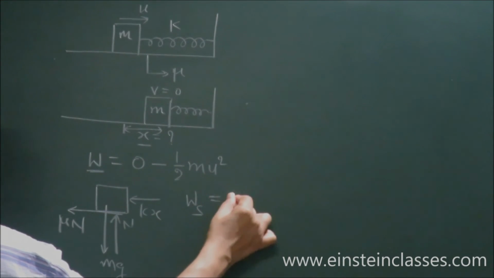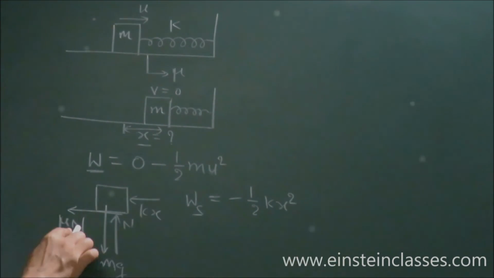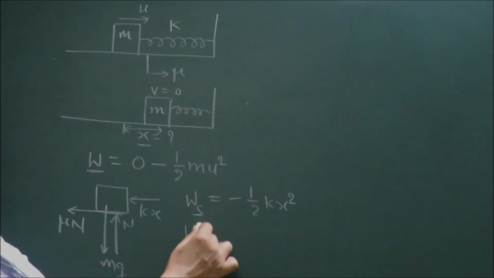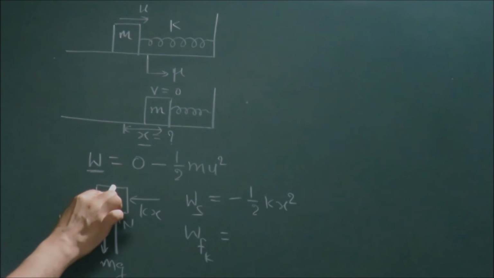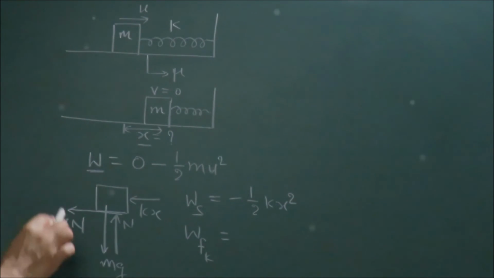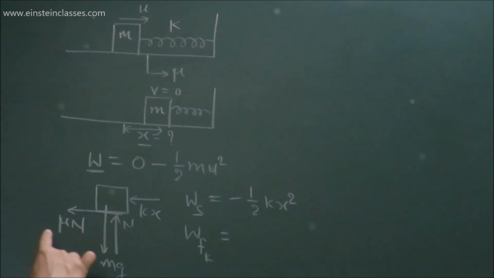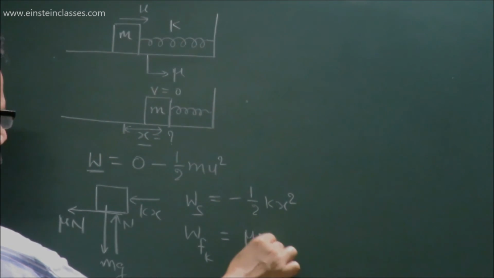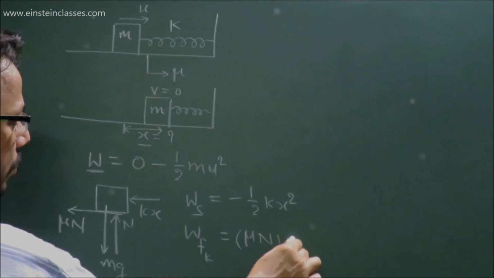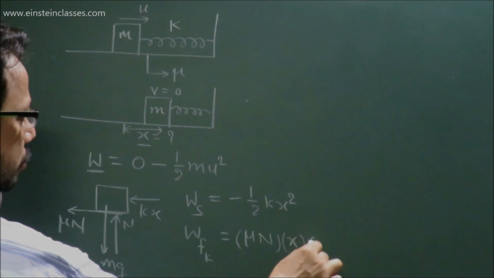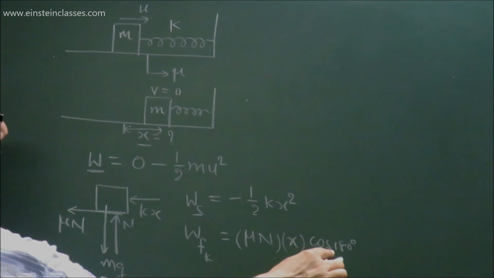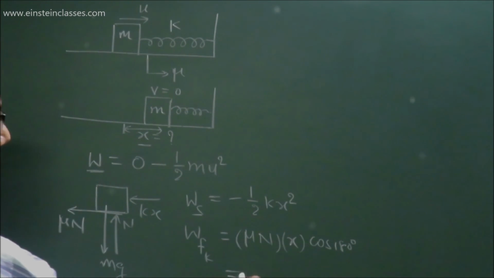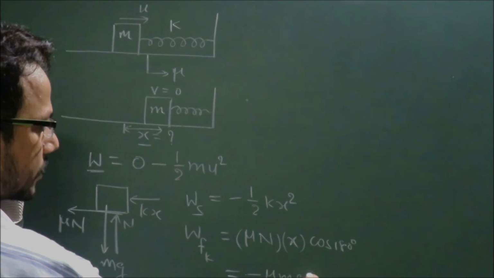Now the next one, the work done by the spring force, will be given by minus half k x square. Now we are going to find the work done by the frictional force. The frictional force is acting towards the left and the displacement of the block is towards the right, hence the angle between them is 180 degrees. The work done by the frictional force will be mu N, which is the frictional force, into the displacement x into cos 180 degrees. As the normal reaction is mg and cos 180 degrees is minus 1, this work will come out minus mu m g x.